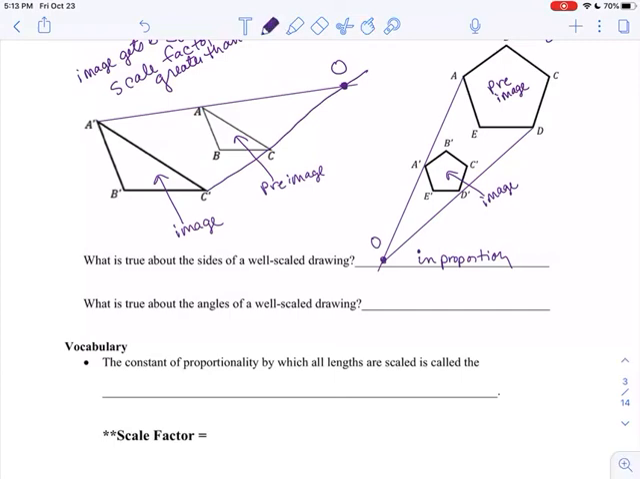What is true about the angles? Now look at these angles. Does it look like angle B has changed or angle A or angle C? Not at all. The angles are actually going to be congruent. So what is true about the angles is that they are congruent. The sides are in proportion. The angles are congruent to each other.